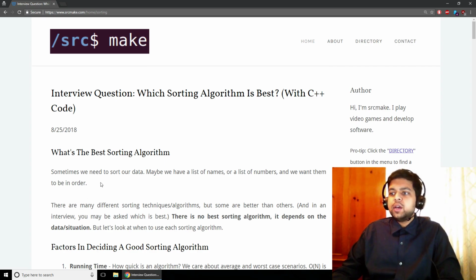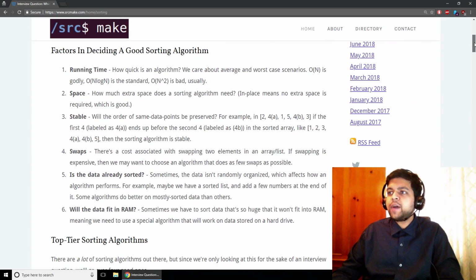Thanks. So we already said that the best sorting algorithm, well, there is none because it depends on the given situation. So what factors decide what a good sorting algorithm is? Well, the first factor is the running time, which is simply how quick an algorithm is, and you decide that by big O notation. O of n is like a godly sorting algorithm, but that really doesn't happen often. Order n log n is really the standard, which you should be aiming for anytime you're trying to sort. And order n squared is really bad. You want to kind of avoid that.